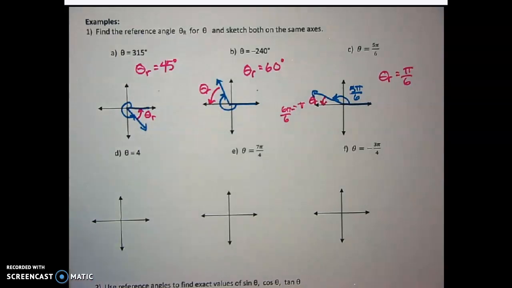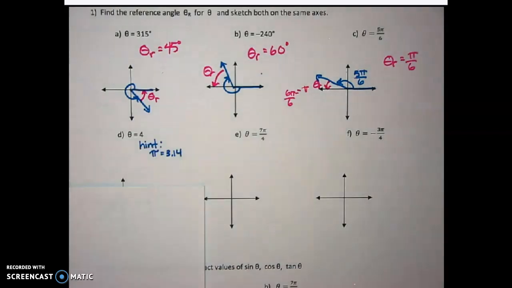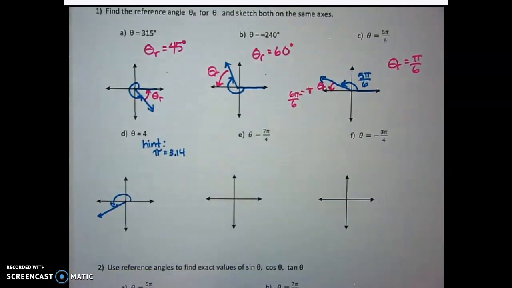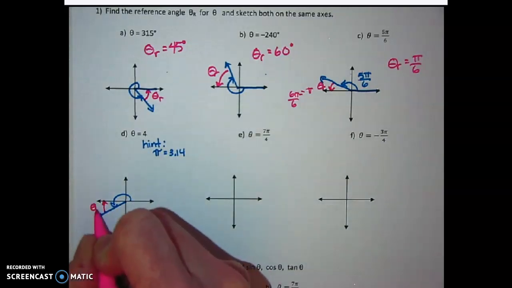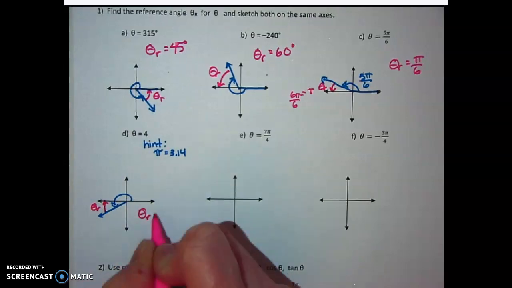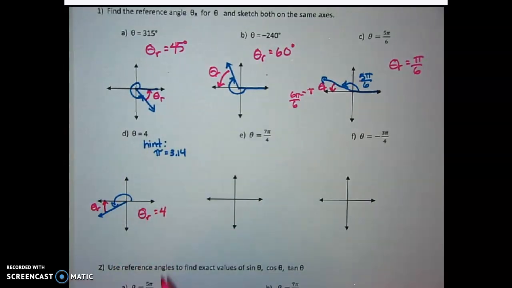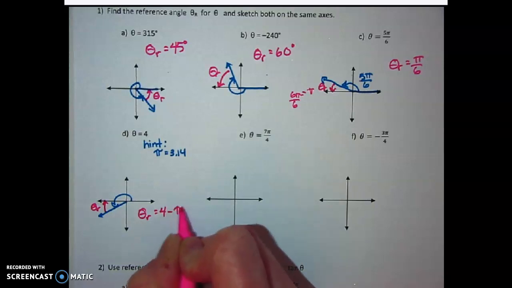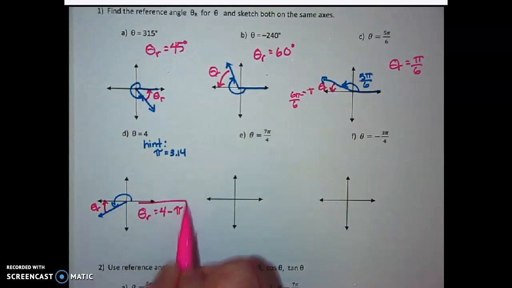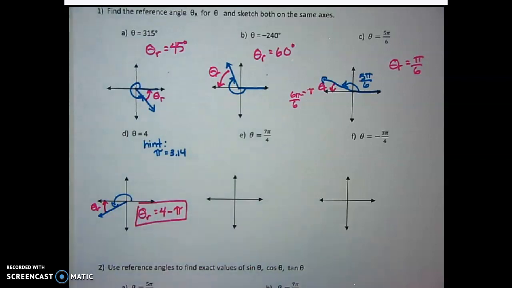The next one's slightly trickier. There's no pi and there's no degree sign. So this is radians. Where would 4 radians be? And a hint, don't forget that pi is 3.14. So where would that angle be? Just a little bit beyond halfway is going to be our pi. So our reference angle, how far beyond the x-axis did we go? How would we find that? Well, we've gone beyond it, so we're going to take 4 minus pi. And because we want exact angles, we're just going to leave that as 4 minus pi.